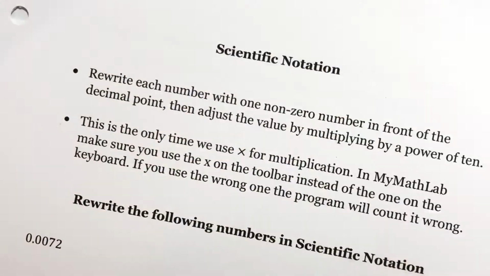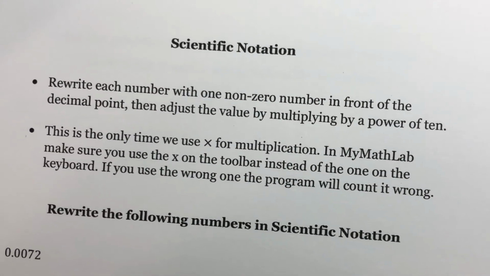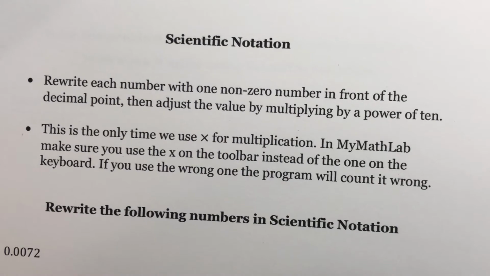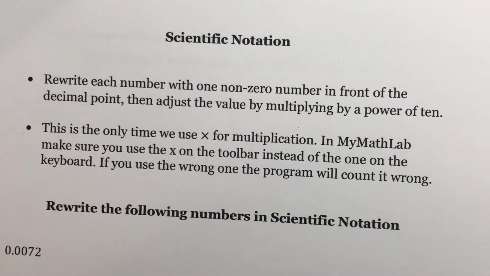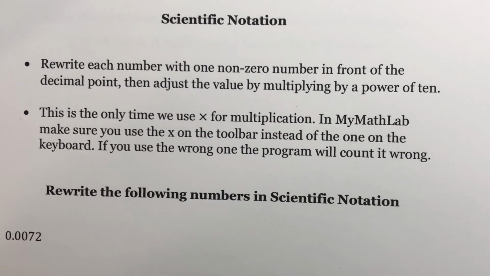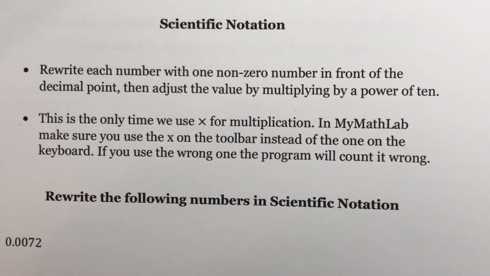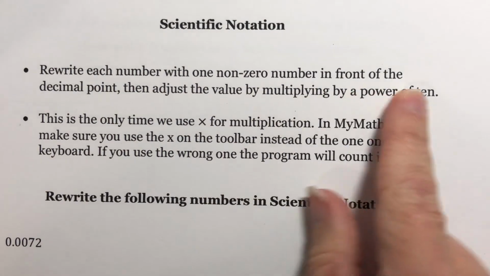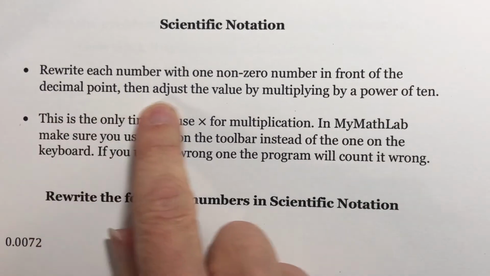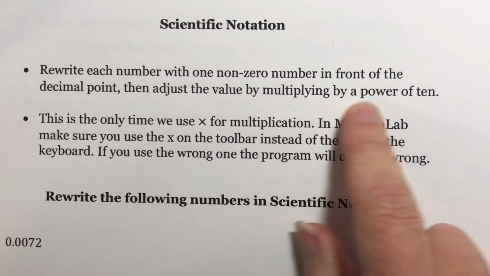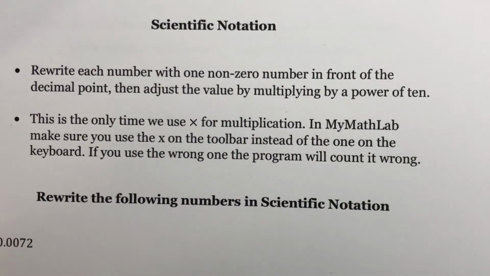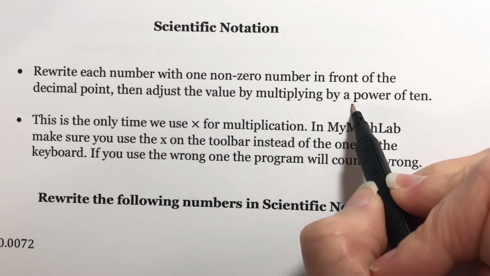Okay, so now we're going to go on to an application of this stuff. We're going to talk about scientific notation. I know you've done this before. It's usually not that difficult, but it does go in with our exponent rules. We're going to rewrite each number with one non-zero number in front of the decimal point, and then we're going to adjust the value by multiplying by a power of 10. It is always a power of 10.